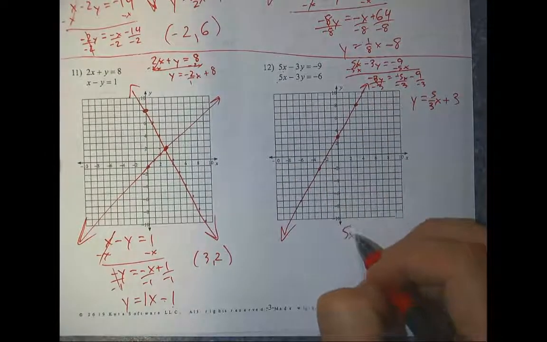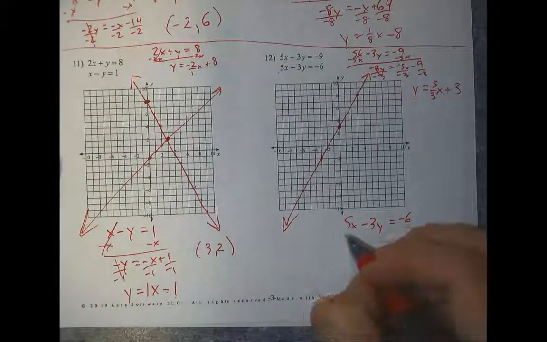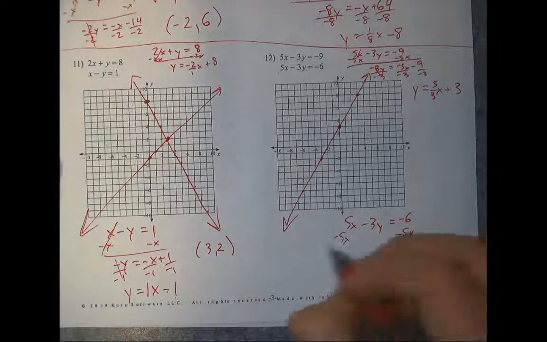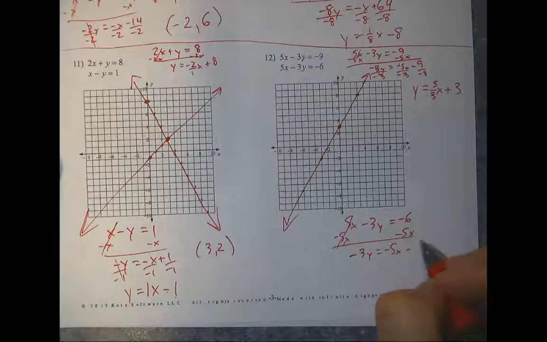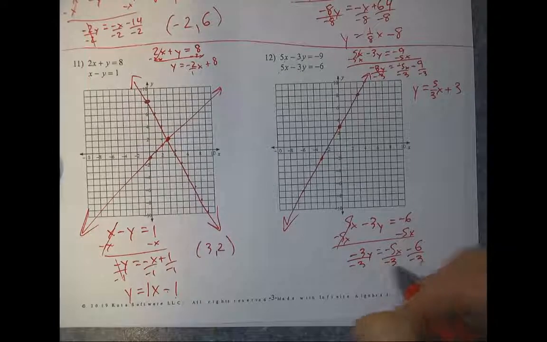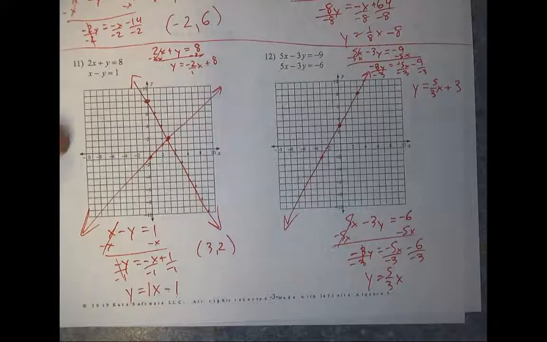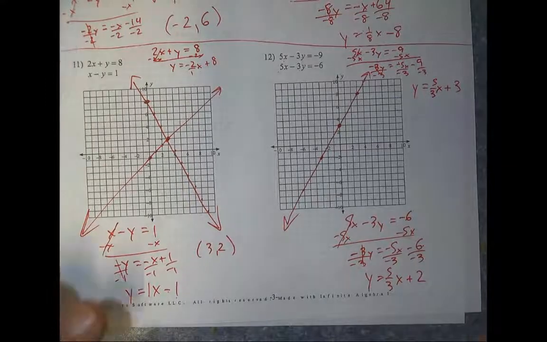And now the other one does look similar. We're going to move the 5x to the other side, and again we're going to divide by negative 3. So we are going to end up with the same slope, again positive 5/3 x. We are going to get a different intercept here. So these are going to be parallel lines.